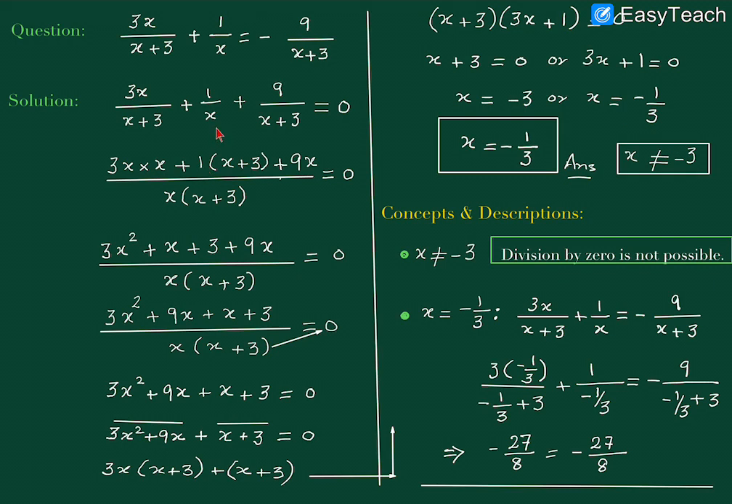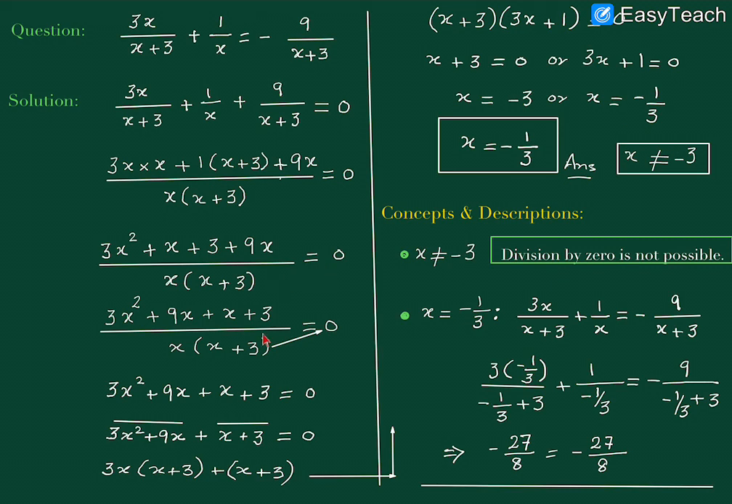It will be multiplied by x plus 3 because x is already there, and we will not write x, we will just multiply by x plus 3. Plus the numerator is 9 here, 9 will be multiplied by x. So this will be equal to 0. Now we will open the bracket and simplify it. So it becomes 3x square plus x plus 3 plus 9x upon the same LCM is equal to 0.